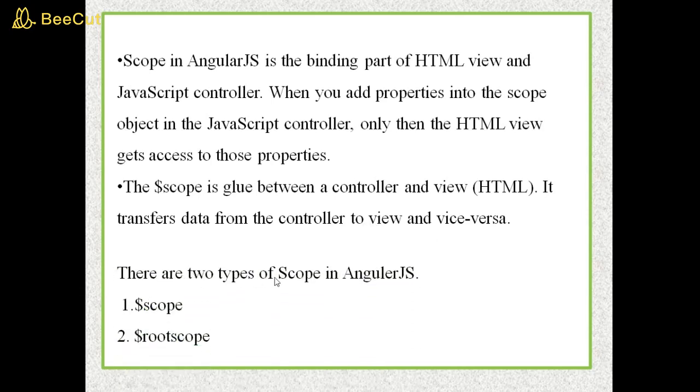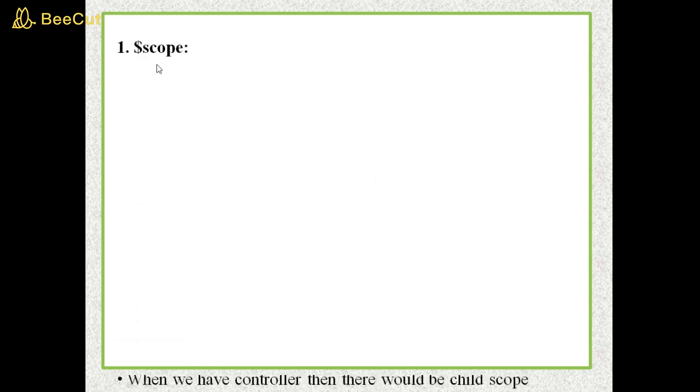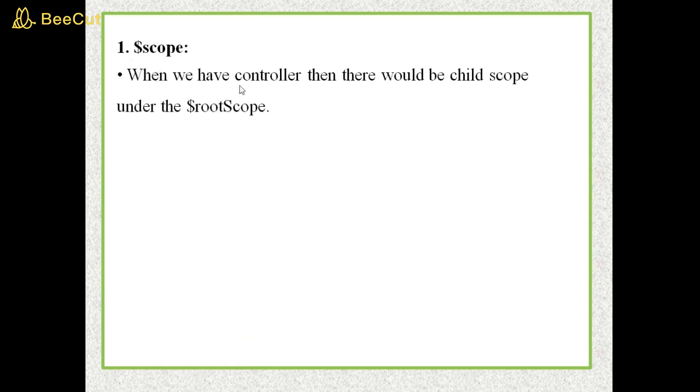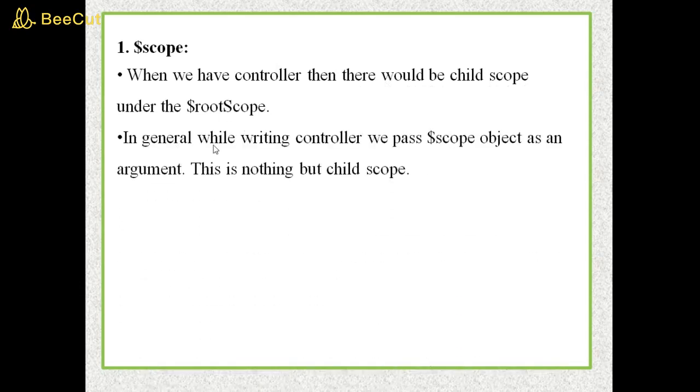There are two types of scope in AngularJS. The first is $scope and the second is $rootScope. Let's see one by one. First, $scope. When we have a controller, then there would be a child scope under the $rootScope. In general, while writing a controller, we pass the $scope object as an argument. This is nothing but the child scope.